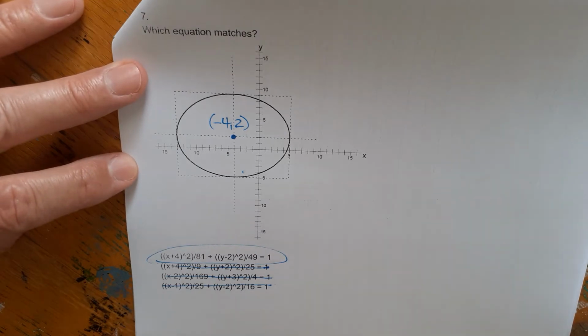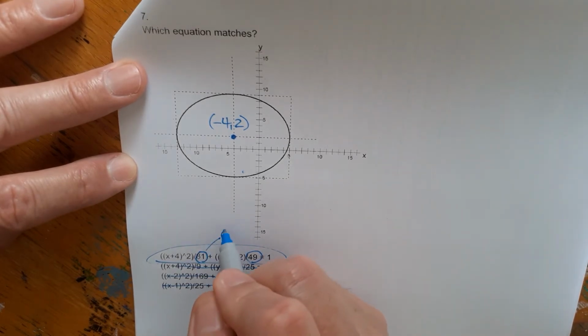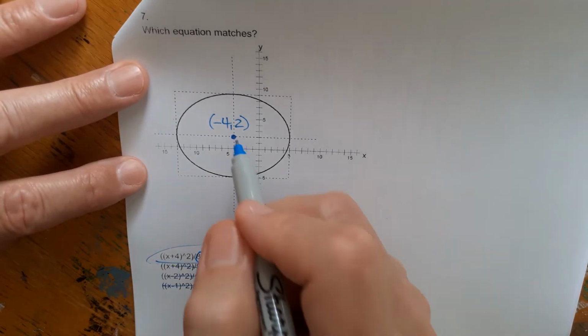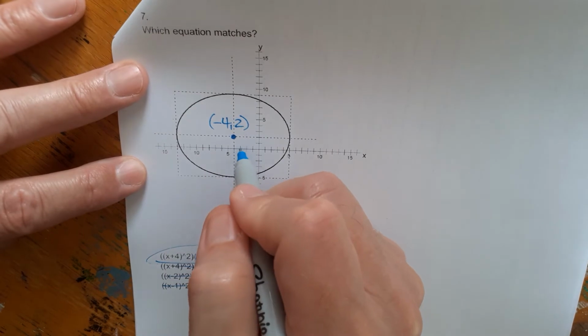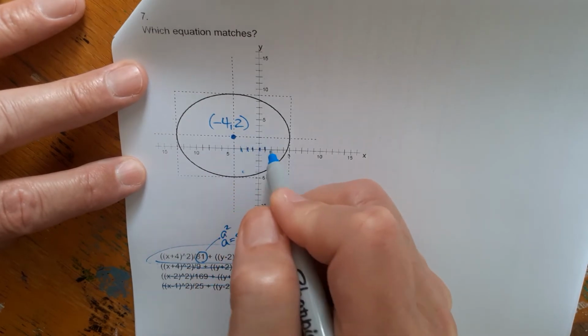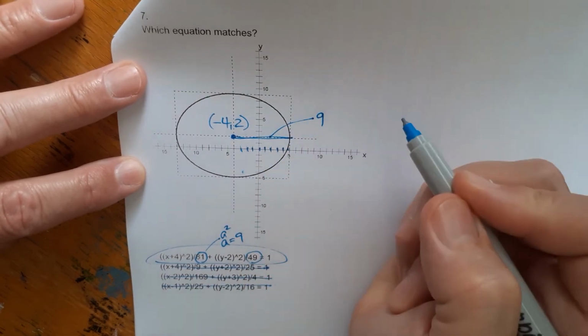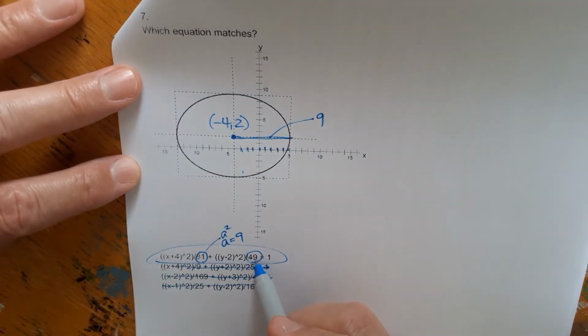Now, let's take a closer look because we didn't look at a and b, right? The formula has this a squared. So if this is a squared equals 81, then a equals 9. That is the x radius. So if we start at the center here and we count the radius, 1, 2, 3, 4, 5, 6, 7, 8, 9. So see this distance here? This is going to be 9. And then this one is the y radius, the radius in the y direction.